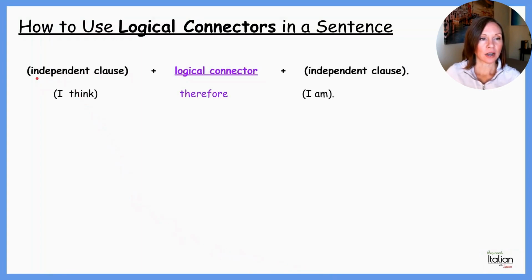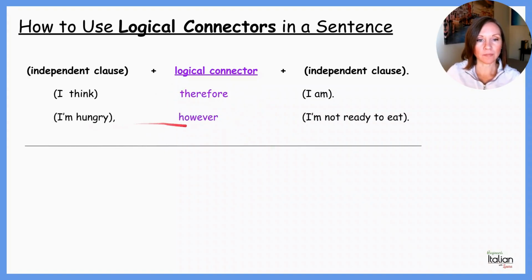So I used an independent clause, and then I used a logical connector to connect it to another independent clause. I think could be used on its own, and I am could be used on its own, but you can put therefore in the middle to connect them and make a longer sentence. I'm hungry. However, I'm not ready to eat.